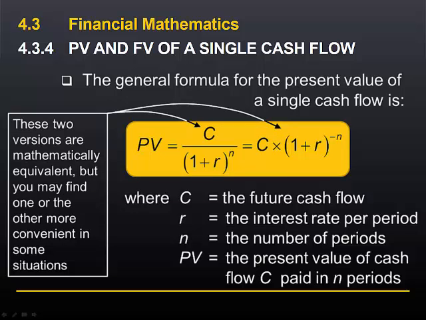The present value is expressed in two different ways, which are mathematically equivalent. The reason for giving you a choice is that sometimes one or the other version will be more convenient in setting out a problem, depending on the kind of problem being solved. It's up to you which version you use. It is hopefully clear to you that dividing by 1 plus r to the power of n is the same, mathematically speaking, as multiplying by 1 plus r to the power of minus n.